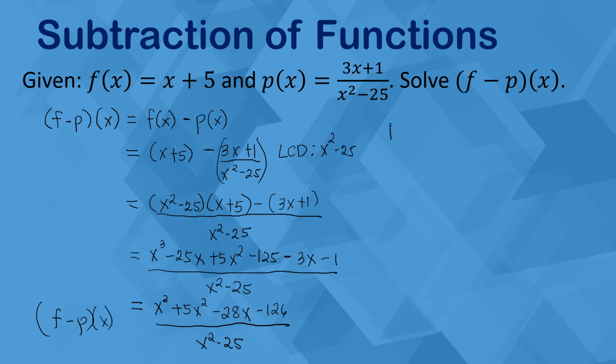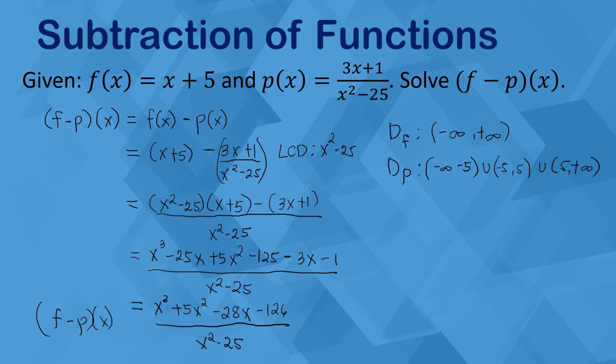For the domain of f and p, take note that the domain of f is the set of all real numbers, and the domain of p, for the p function, we will exclude 5 and negative 5. So all real numbers less than negative 5, union negative 5 to 5, union all real numbers greater than 5.